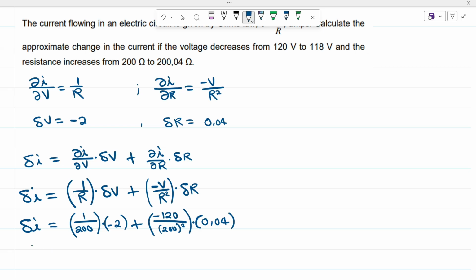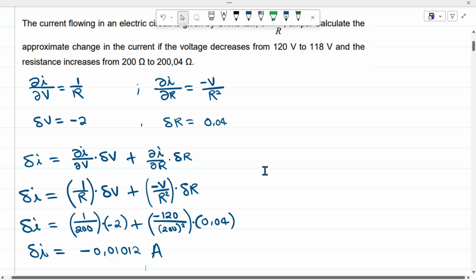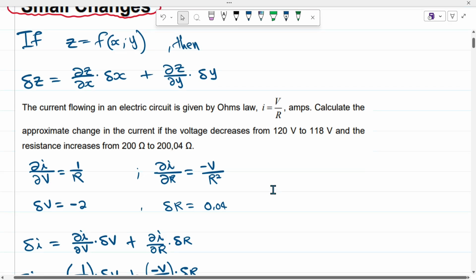And then you just press on a calculator to get your small change there. So your small change is going to be approximately equal to, when you press a calculator, you should get something like -0.0102 amperes. So this is going to be the answer for this question. So yeah, that's it, guys. I hope it makes sense.